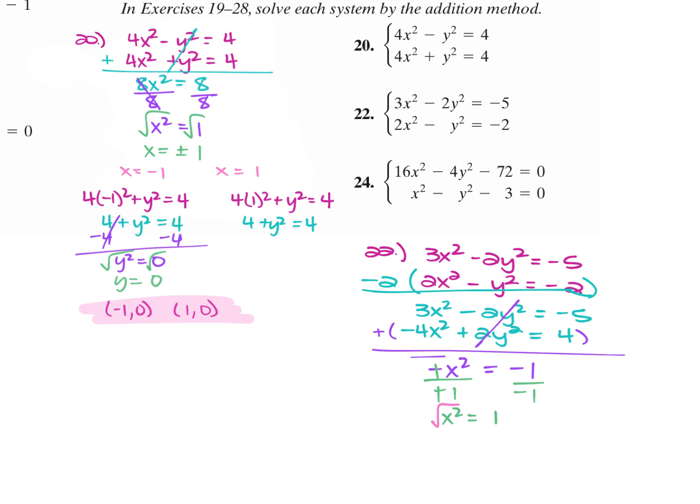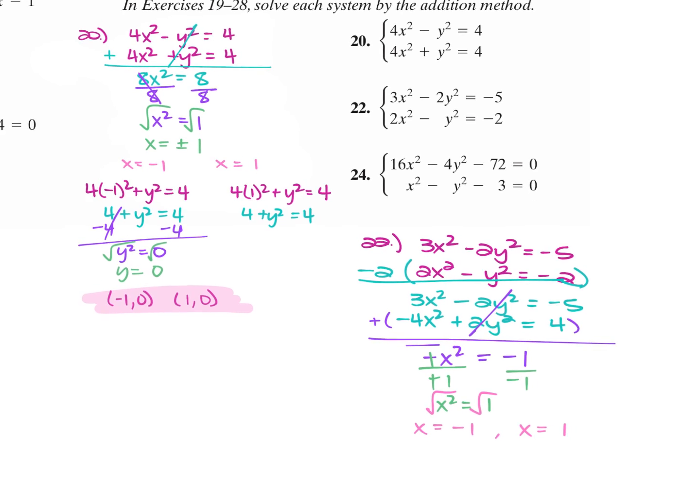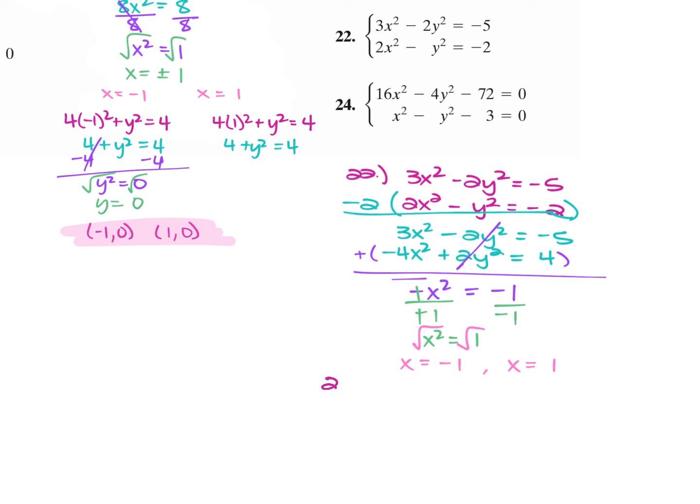Take the square root of both sides, and you get that x is negative 1, x is positive 1. Choose one of the originals to solve for y. I'd use the bottom. So this is going to be 2 times negative 1 squared minus y squared is equal to negative 2. And 2 times positive 1 squared minus y squared is equal to negative 2. The 1 squared is 1 times 2 is 2 minus y squared is equal to negative 2. Same thing on the other side. 2 minus y squared is equal to negative 2.